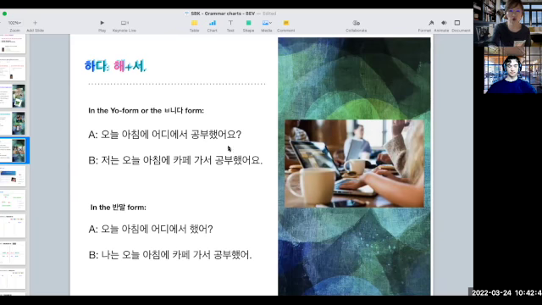In the 요 form or 비읍니다 form, you're going to have this kind of structure. Now, in the 반말 form, 오늘 아침에 어디에서 공부했어? Now, with the 요 form, it was 저, right? Now, in 반말 form, 저 becomes 나. 나는 오늘 아침에 카페 가서 공부했어. Instead of 공부했어요, you don't need 요 anymore because you're talking to your friend. 반말, right?